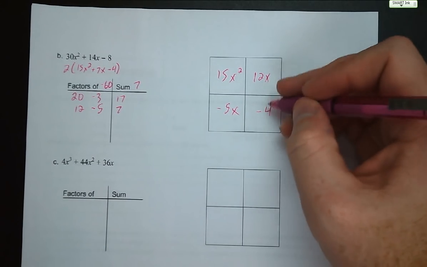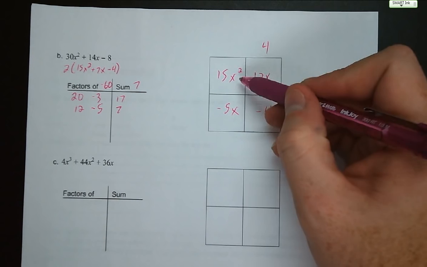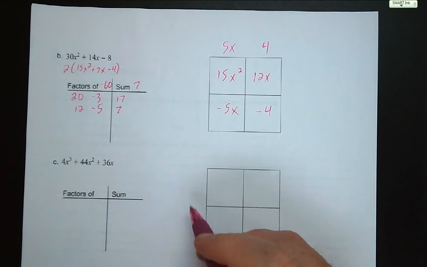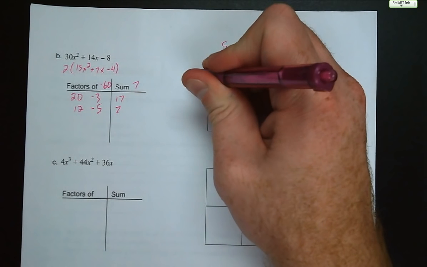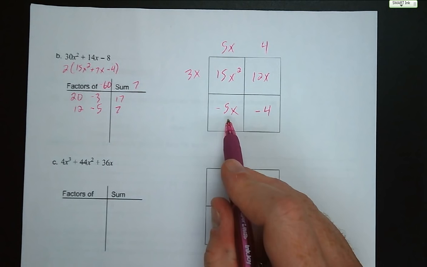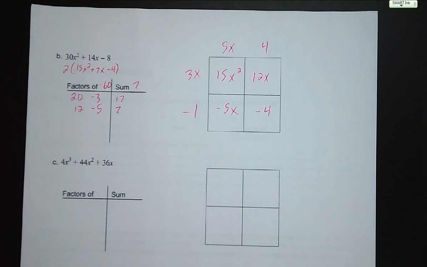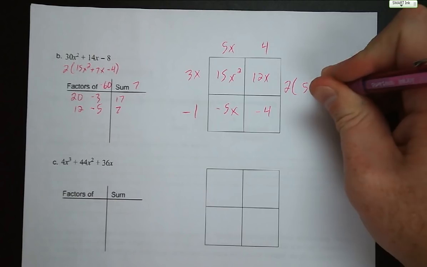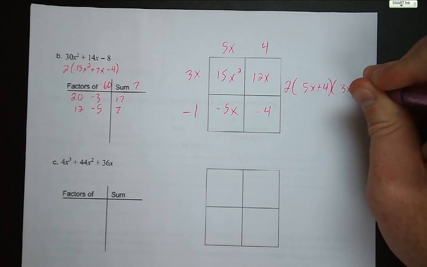So 12x and negative 4, common factor there is a 4. 15x squared and negative 5x, common factor there is 5x. 15x squared and 12x, common factor there is 3x. Common factor here, negative 5x and negative 4, is going to be a negative 1. All right, so our final factored form is 2 times (5x plus 4) times (3x minus 1).